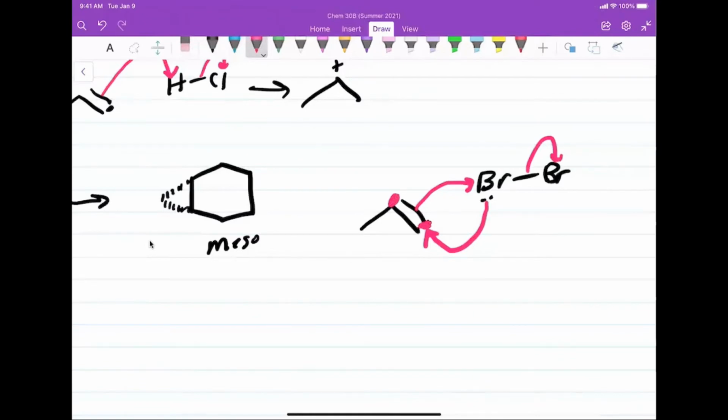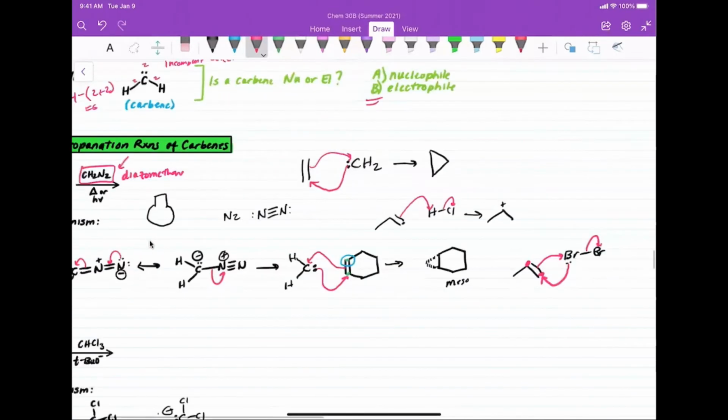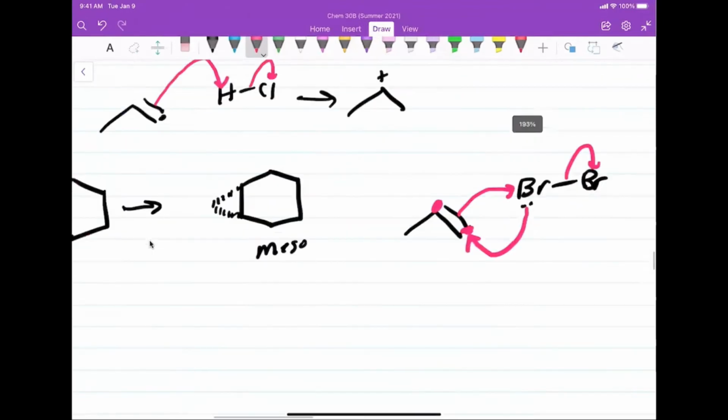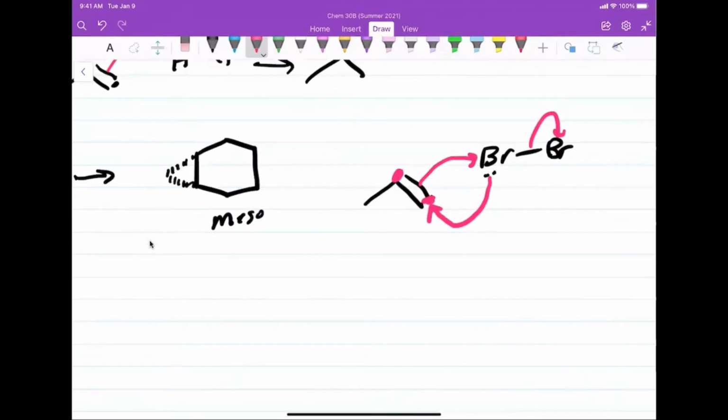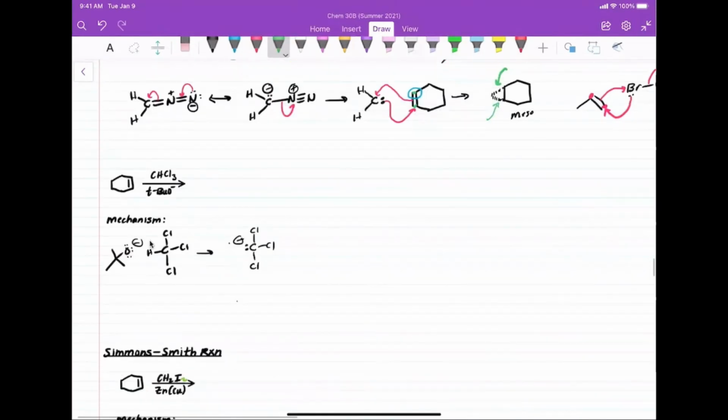Can we make dashes and wedges on the carbons? You can't have a combination of dashes and wedges because it's a syn addition. But you could do either both dashes or both wedges, because this one is a meso compound. It doesn't matter which one you choose, but you don't want to do a combination of both because of it being a syn addition.